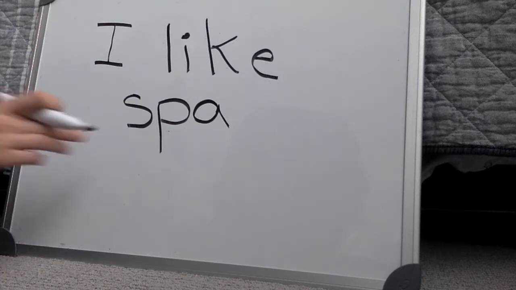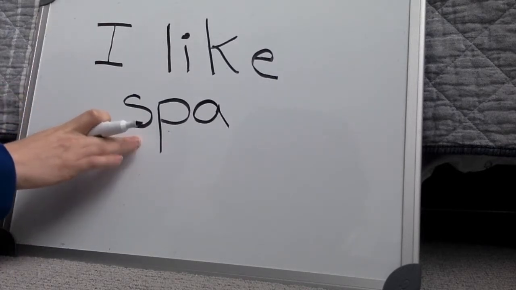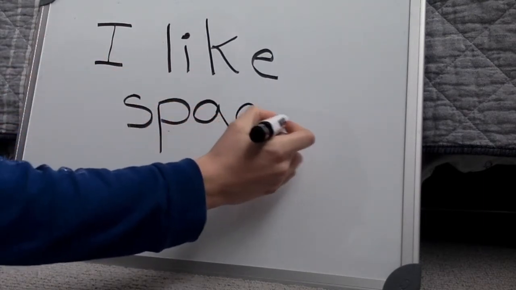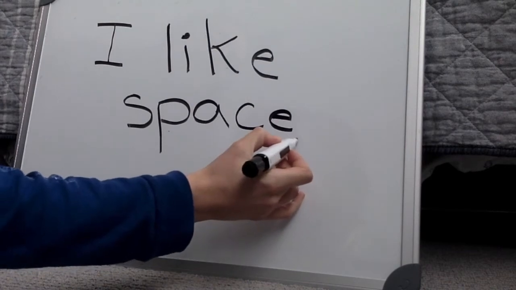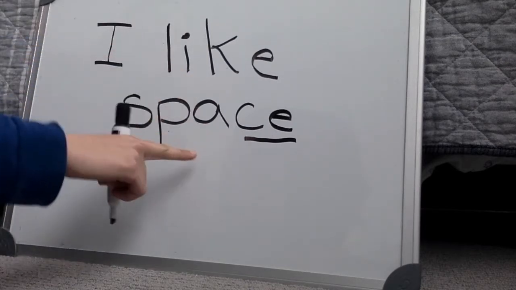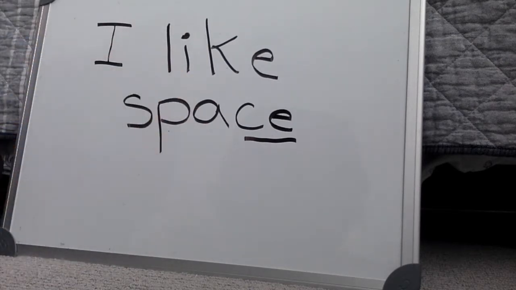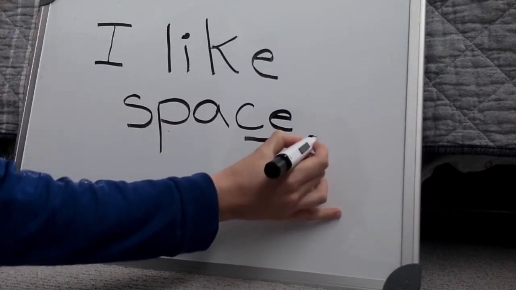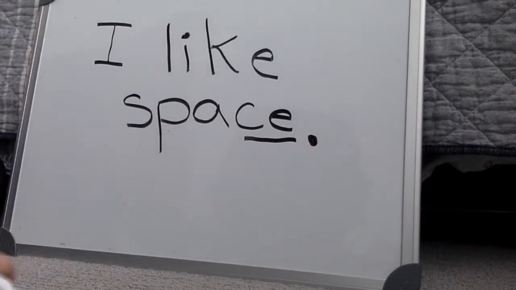Now, usually it's this S that makes that S sound, but a C and an E together can sometimes also make the S sound. So right now our sentence says, I like space, but it's not complete because we have to finish our sentence with a period. Perfect.